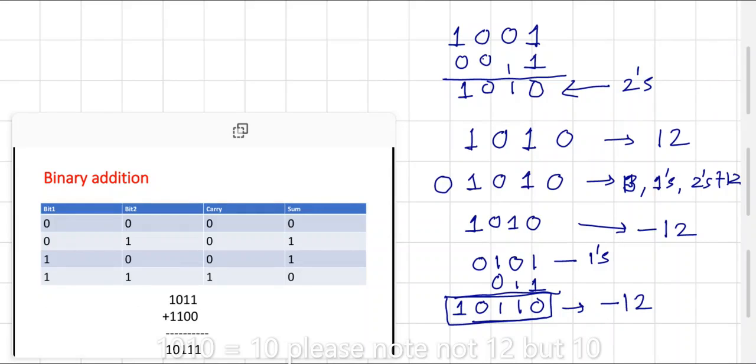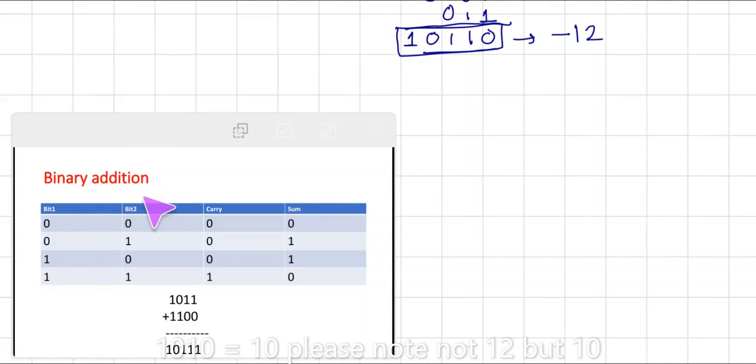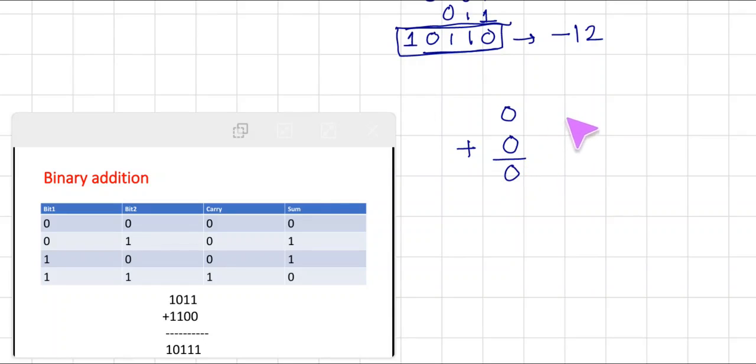So let us talk about binary arithmetic. Here it is binary addition. For addition, let us consider single digit addition. A binary number consists of either 0 or 1. Let us consider first 0 plus 0. The addition is 0. Here it is 0 plus 1, so the sum is 1. Here it is 1 plus 0, the sum is 1. Now here it is 1 plus 1.